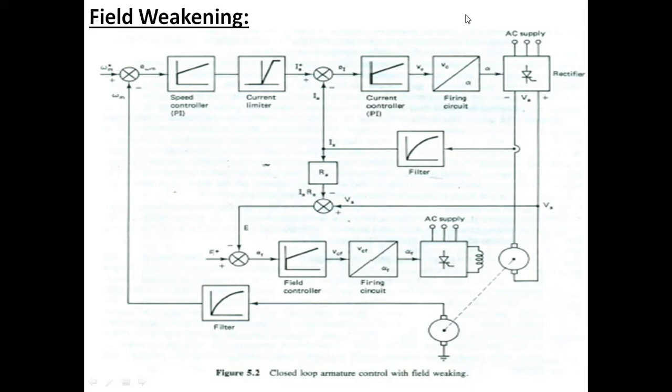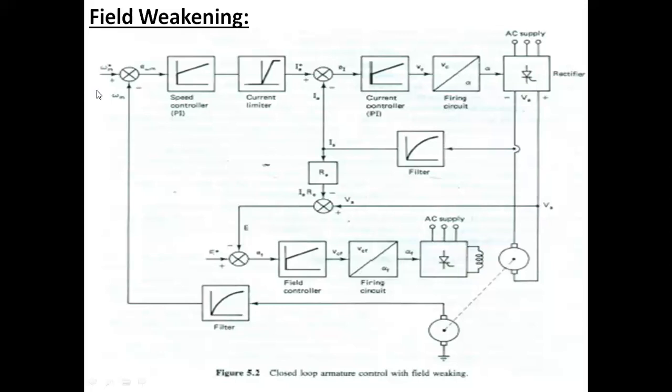Okay, so in between the speed control from 0 to base speed, we should keep the maximum field and do armature voltage control, and control above the base speed should be done by field weakening at the rated armature voltage. So this will be shown in figure 5.2. This is an inner current control scheme. It has an additional loop for the field control.